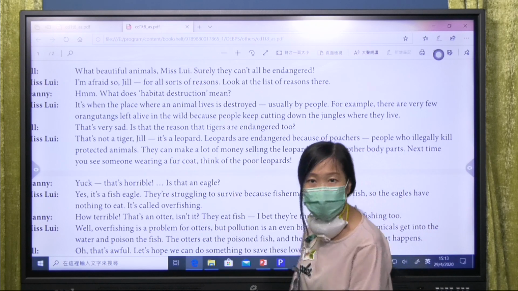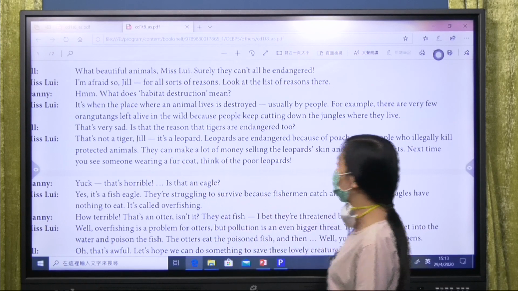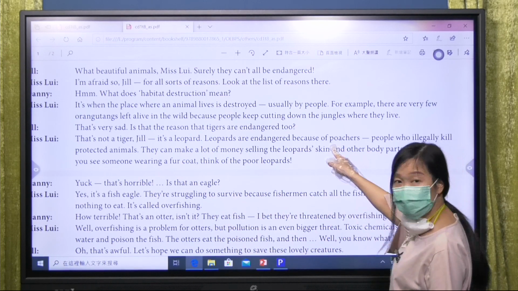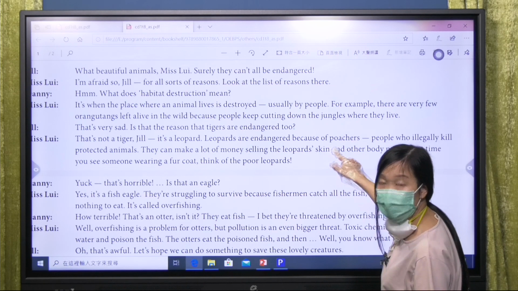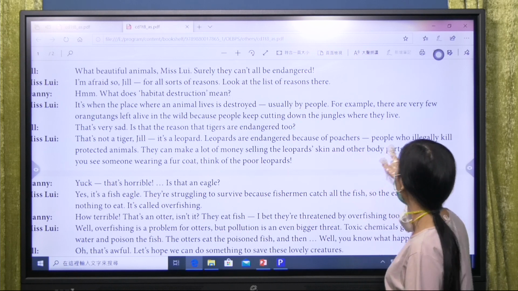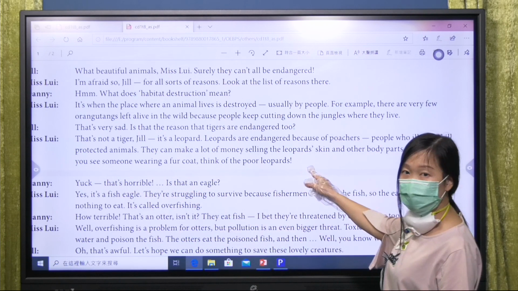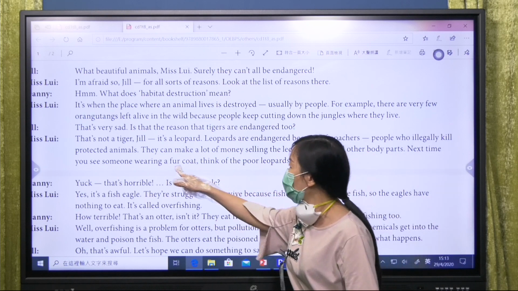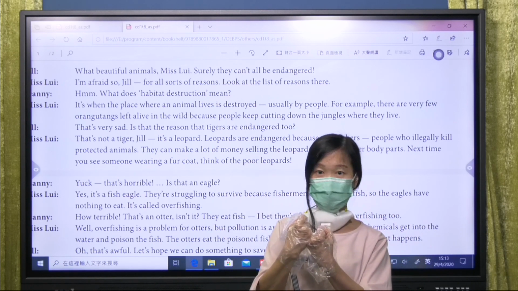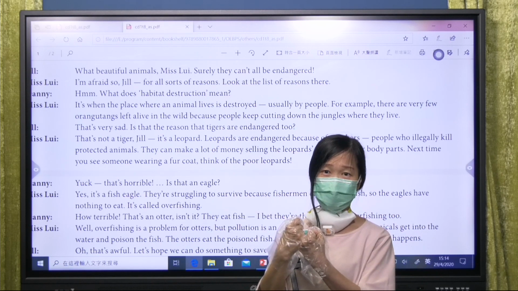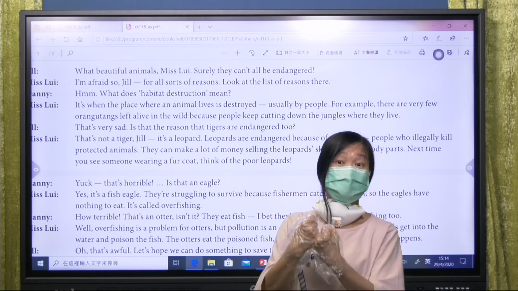What about the tiger? It's not a tiger, it's a leopard. What happened to the leopard? Did you hear anything like this? Because of poaching, people who illegally kill protected animals. So the leopard died because people want its skin for fur coats. So next time if you see a woman wearing a very beautiful fur coat showing you that she has a lot of money, please tell her actually she's not doing something properly.